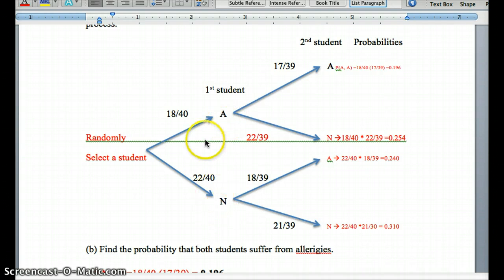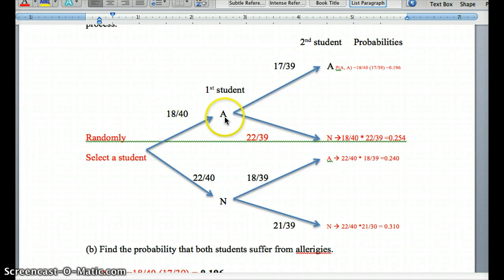Allergies or no allergies. Now, this is the interesting part. Because there's no replacement here, because a student can't get picked twice, these probabilities differ depending on the outcome of the first event. So these are not independent events because the probabilities change. So the probability of picking a second student depends on whether we picked one with allergies or no allergies on the first.